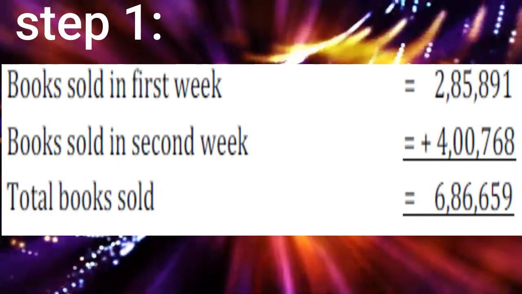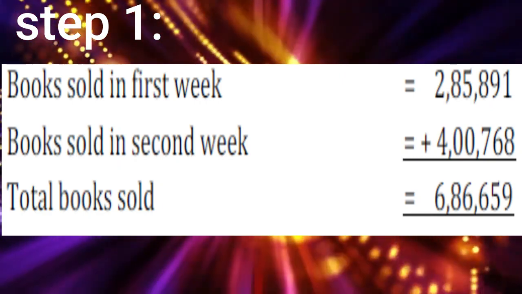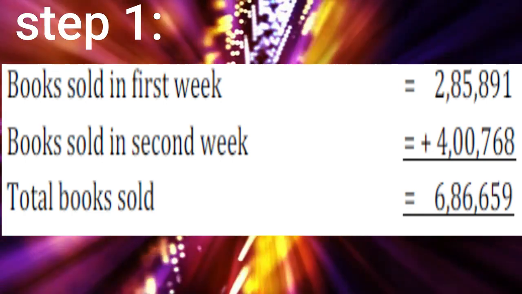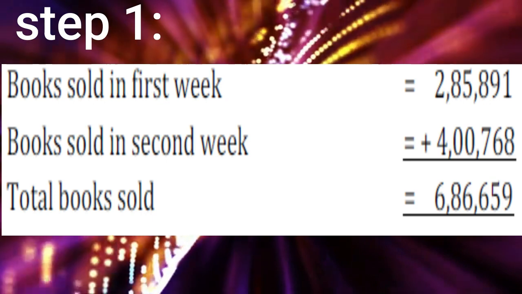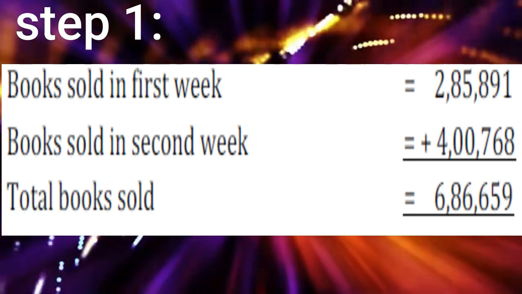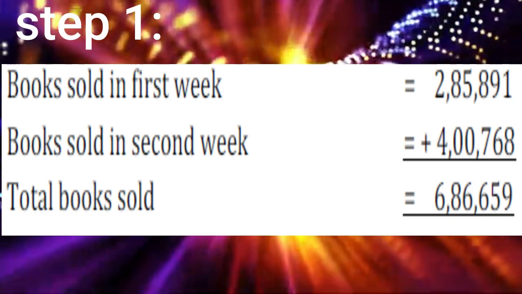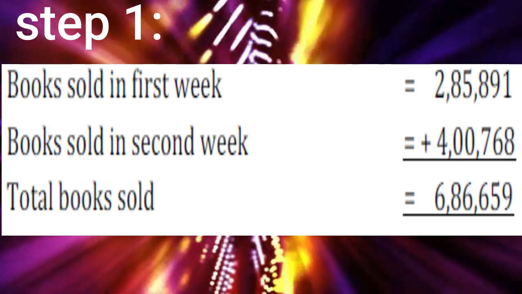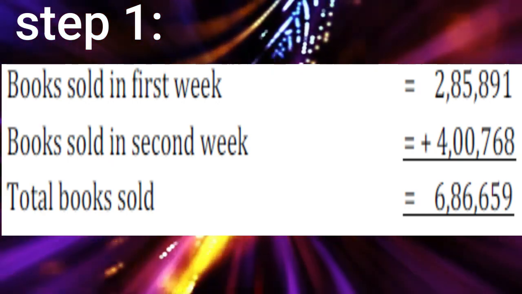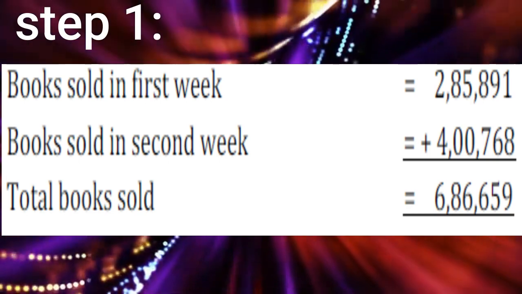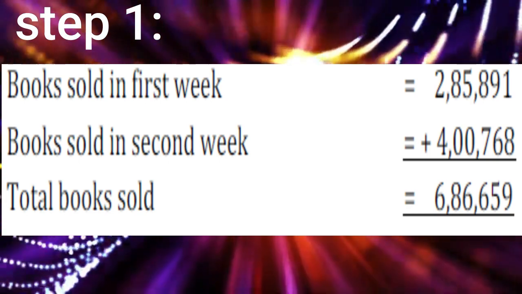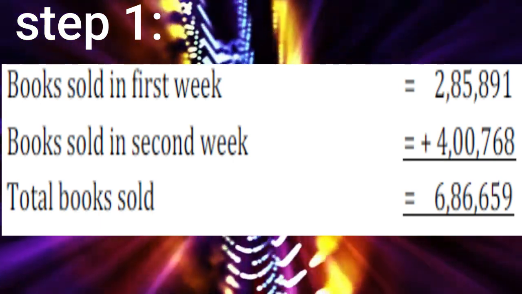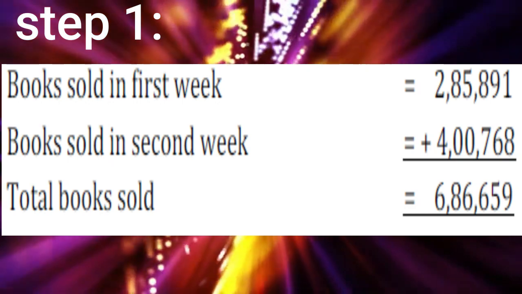Books sold in first week is equal to 2,85,891. Books sold in second week is equal to 4,768. Total books sold is equal to 6,86,659. So the first answer we found, that the sale for the 2 weeks together is 6,86,659.